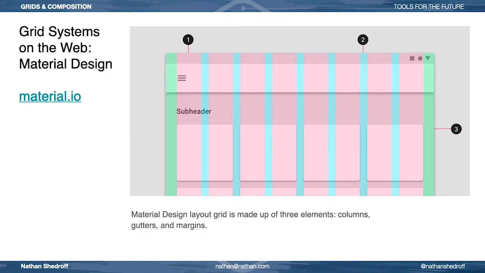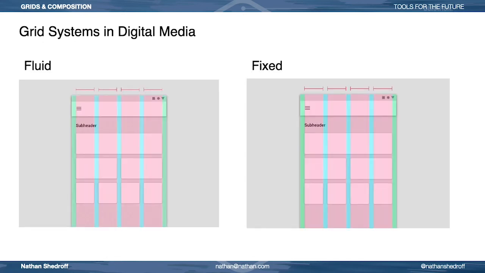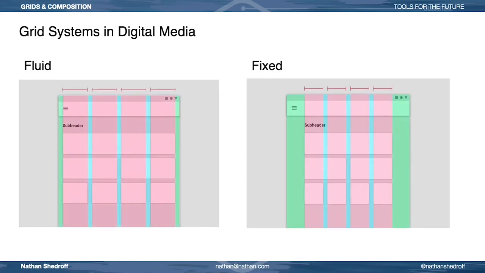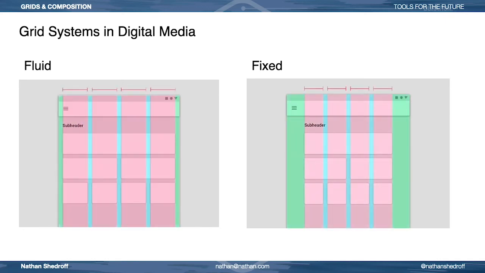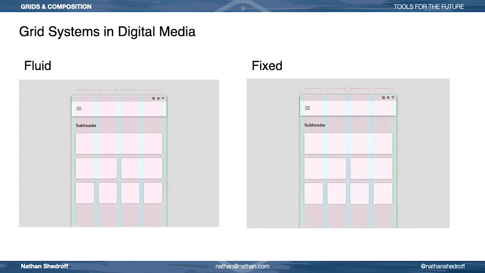Material design, for instance, has a nice grid system for laying out content on the web. In digital media, our aim is to have grid systems that are fluid, that move with the different devices and screen sizes, because fixed grids don't take advantage of all the screen real estate that's available gracefully.